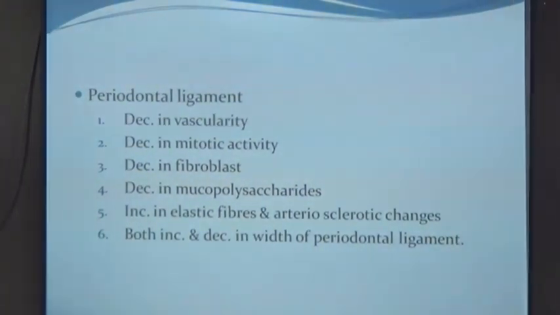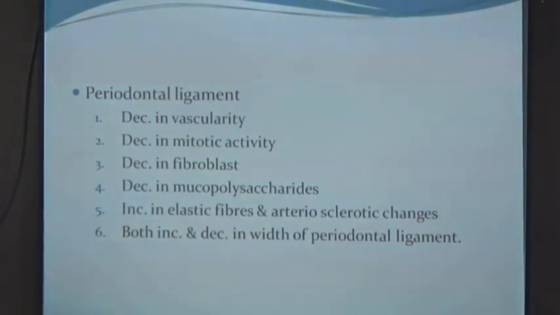In the periodontal ligament also, there is decrease in vascularity, decrease in mitotic activity, decrease in fibroblasts, decrease in mucopolysaccharide. Everything will be decreased as the age increases.